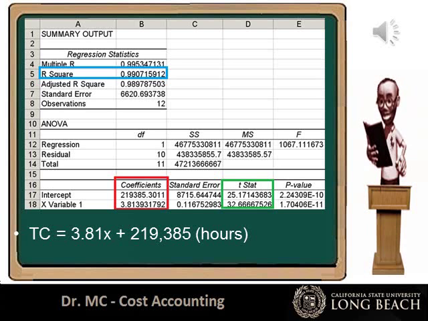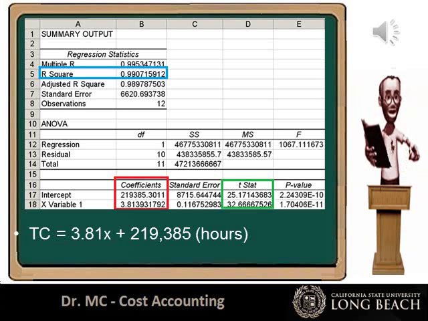The cost function estimated by this regression is total cost equals $3.81393179 per hour plus fixed costs of $219,385.30. Next to the coefficients, in the green box, you will see the t-statistic for the fixed cost and the variable cost per hour. These t-statistics tell you how much confidence you can have in the accuracy of the cost function coefficients. The t-statistics in this regression are very high. In real life, if you saw a t-statistic of around 1.96, you would be very happy.